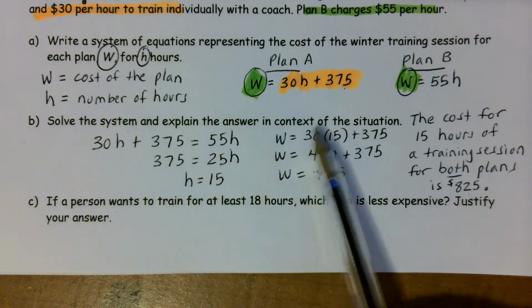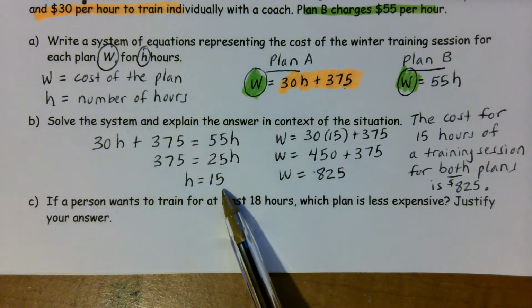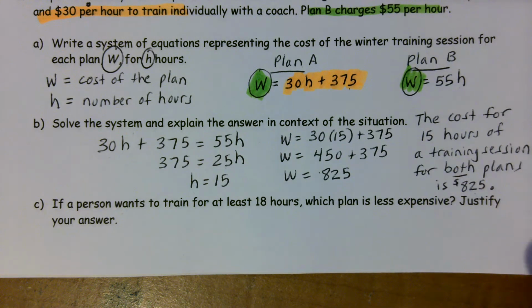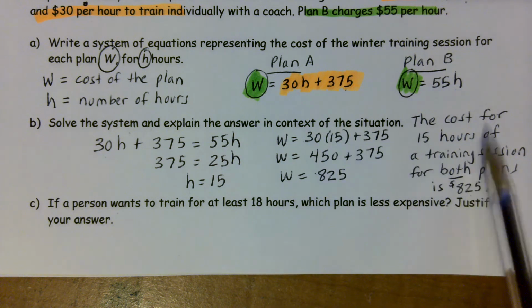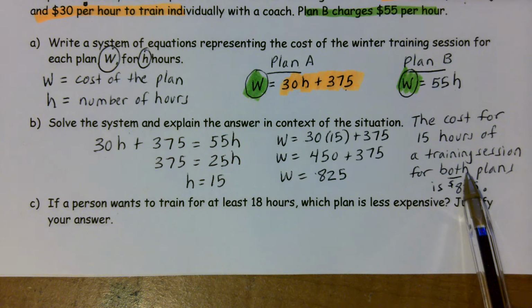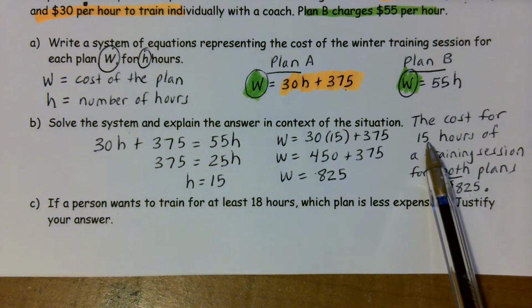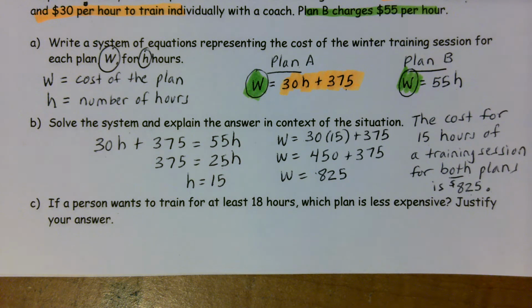When you are explaining an answer in context of the situation, you need to use the actual numbers that you got, explain what they mean, and the fact is that we set each of these equal to each other, so we're saying it would happen for both plans. No matter which plan you use, if you train for 15 hours, your total cost would be $825.